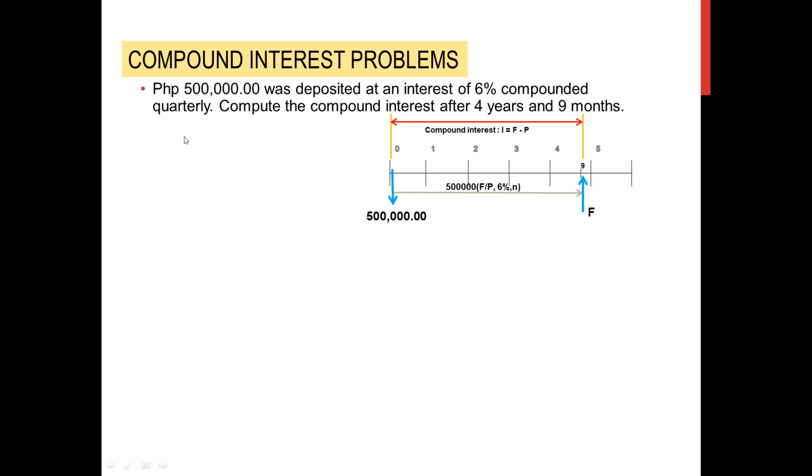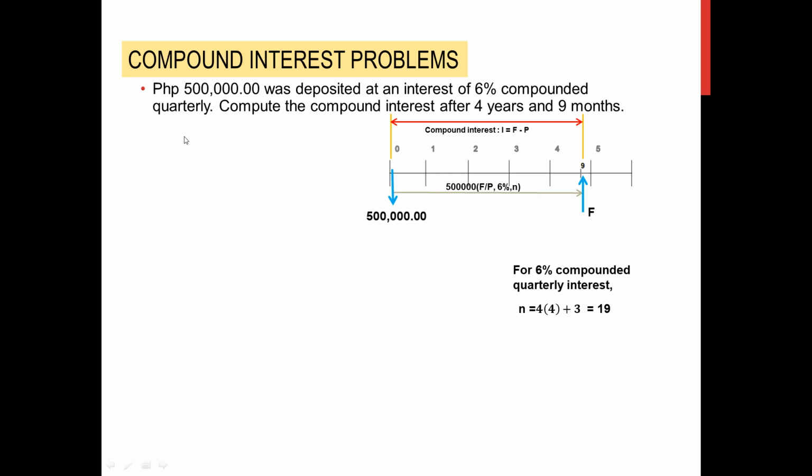So this is a compound interest wherein the interest is just the difference between the future and the present worth. So 500,000 will be multiplied by F given P, 6% at N. And for 6% compounded quarterly interest, we compute for the number of interest periods, which will total to: first, it will occur 4 times a year.